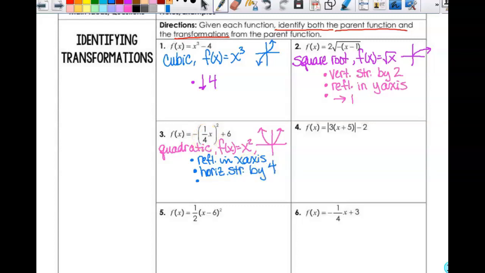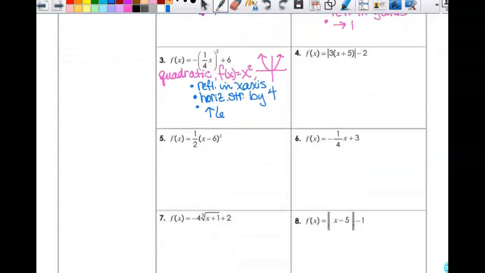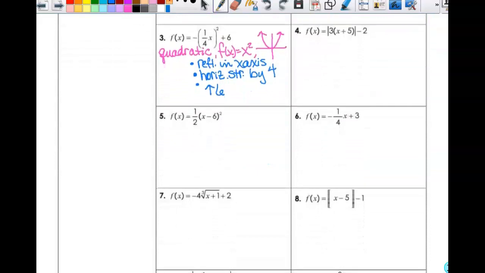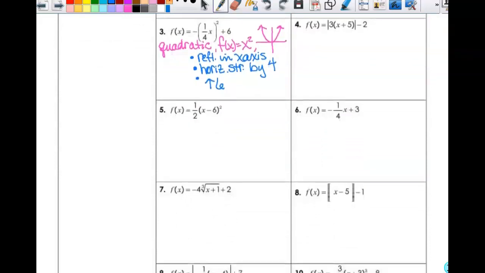And then what does the 6 do? Moves up 6. Okay. Any questions at this point? Good. All right, what's number 4 called? Absolute value.